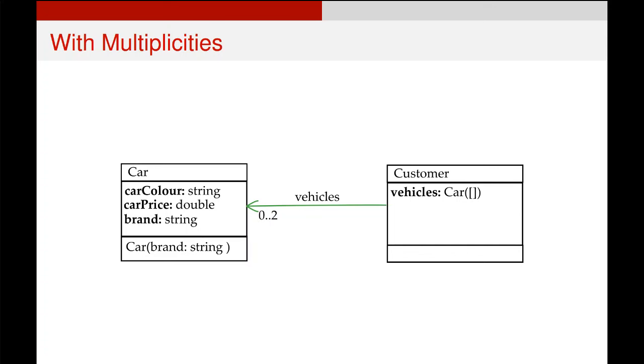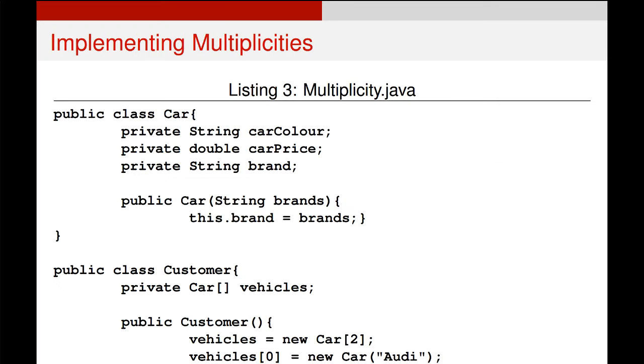What we have here is, because it's unidirectional, the car doesn't need to know anything about the customer that owns it. The customer only needs to know about what cars are attached to it, which is why this relationship is unidirectional. To implement that, we've got the same car class as we had before. All I've done is I've given it a constructor, and then down here I've created an array of vehicles, and then I've populated that with a couple of examples, and I've given it a specific maximum length down here.